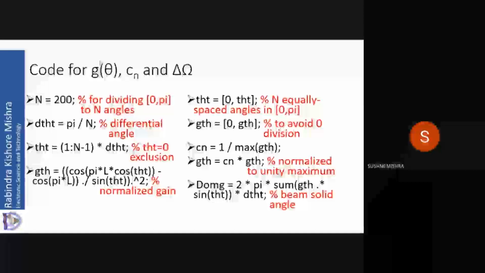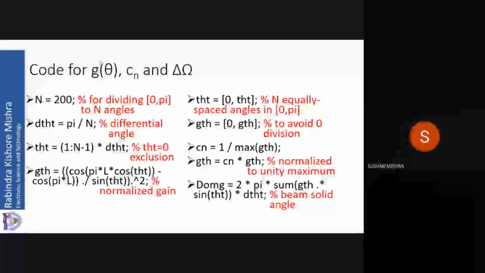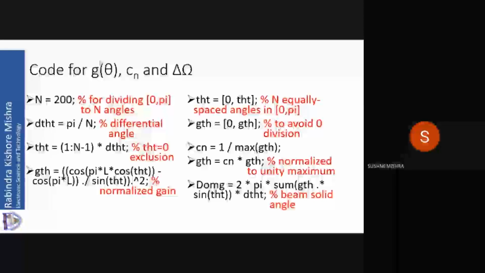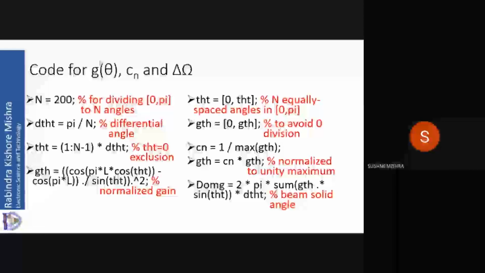Then I will find out each differential angle. What will be the length of each differential angle, or d theta? Because integration is with respect to theta. Remember, F theta we are finding out by integrating with respect to d theta. In the numerical method, integration is replaced by a summation. So d theta will be delta theta. Each delta theta I am representing as dth. Th is for theta, d for delta. So dth is delta theta. Delta theta is pi by n.